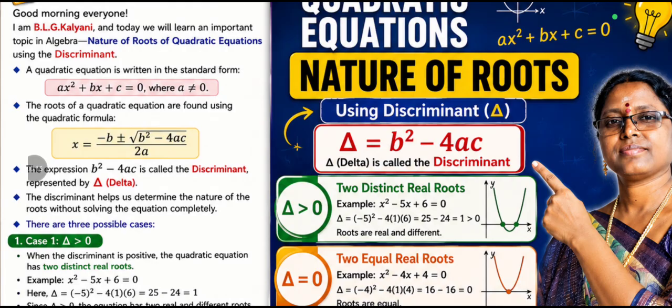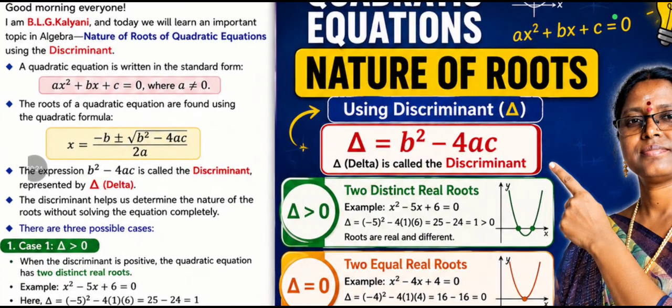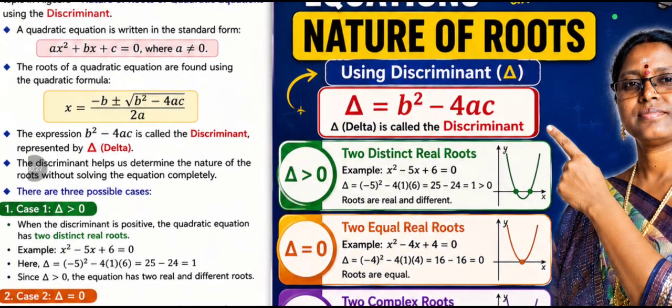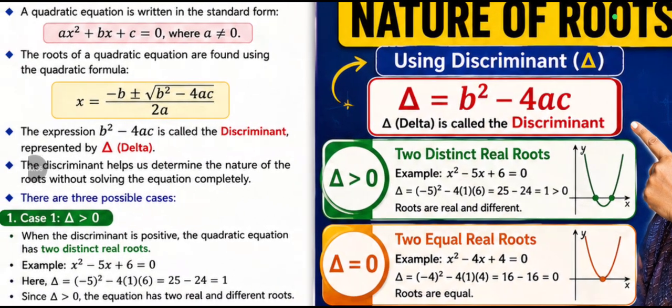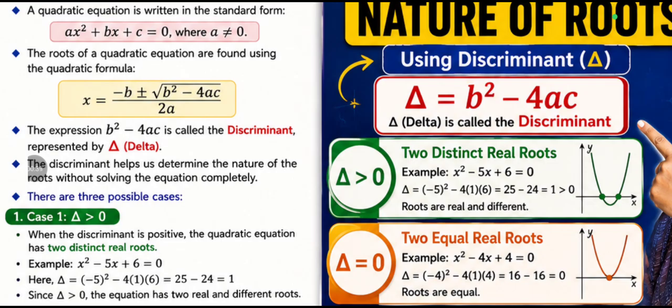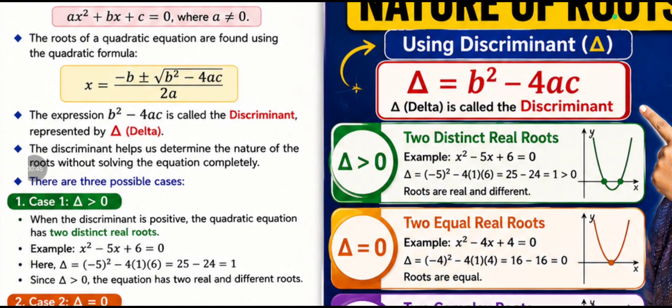I am BLG Kalyani, and today we will learn an important topic in algebra: nature of roots of quadratic equations using the discriminant. Okay. Here have a look, children. A quadratic equation is written in the standard form, that is ax square plus bx plus c equals to 0, where a is not equals to 0. The roots of a quadratic equation are found using the quadratic formula. The root x equals to minus b plus or minus root of b square minus 4ac by 2a.